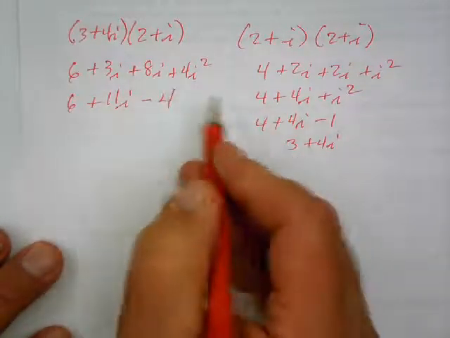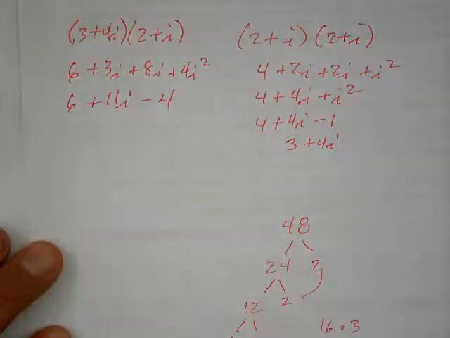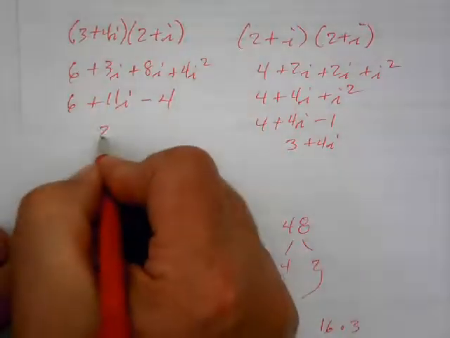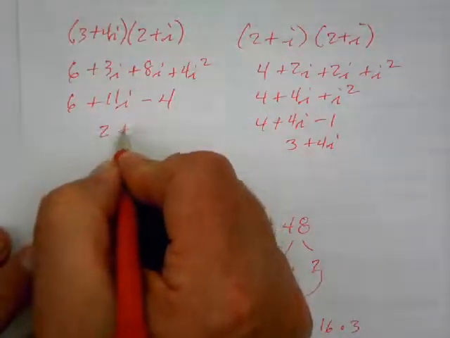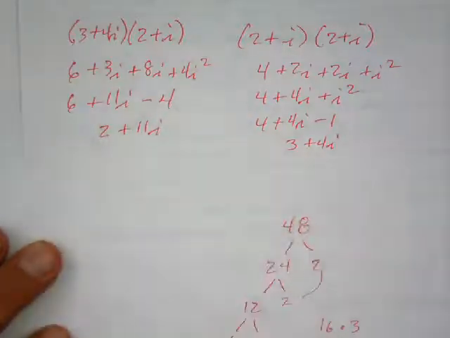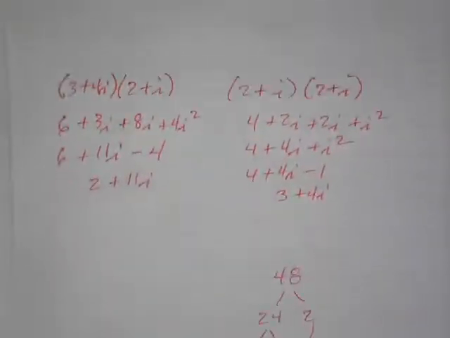6 minus the 4 is 2. And I end up with 2 plus 11i for this one.